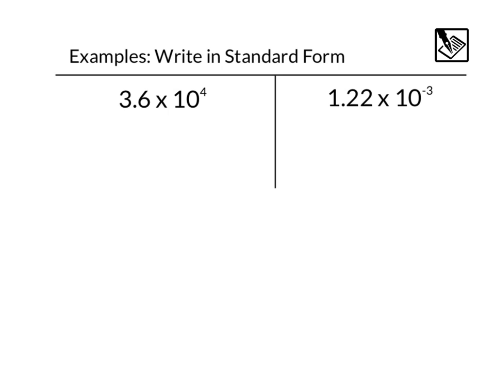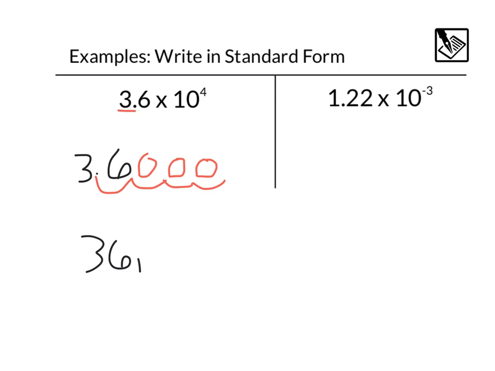Instead of writing in scientific notation, now we have scientific notation and we're going to write it in standard form. Looking at this problem here, 3.6 times 10 to the fourth, I've got that 3.6 and I'm multiplying by that 10 4 times. And that shortcut we said is going to be, well, 3.6 times 10 would be 36, times 10 again would be 360, times 10 again would be 3,600, times 10 again would be 36,000. We kind of see that that decimal point is just moving 4 times, 1, 2, 3, 4. So my answer in this case would be 36,000. Nice!